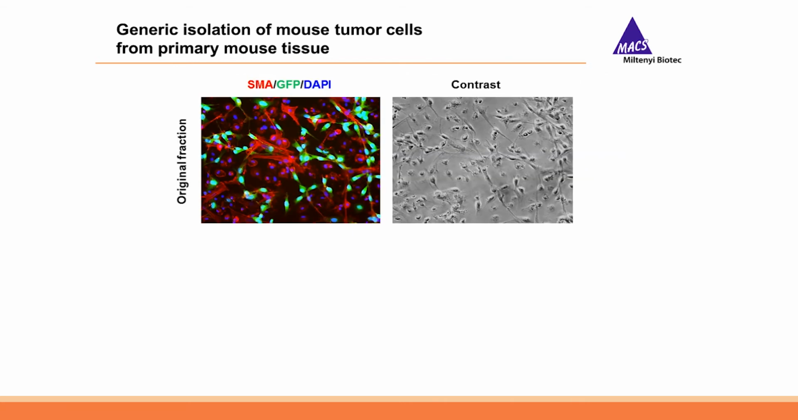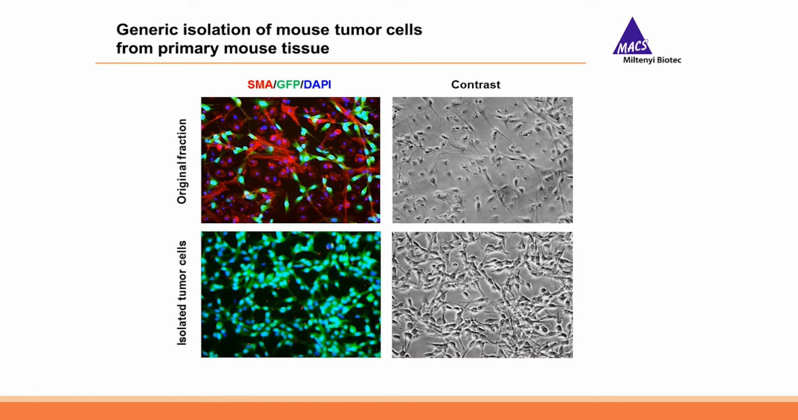And the same holds true, of course, in the culture. When you plate the original fraction, you see a mixture of GFP-positive tumor cells and smooth muscle actin expressing activated fibroblasts. After dissociation and after isolation, you see very nice and pure cultures of the isolated tumor cells.